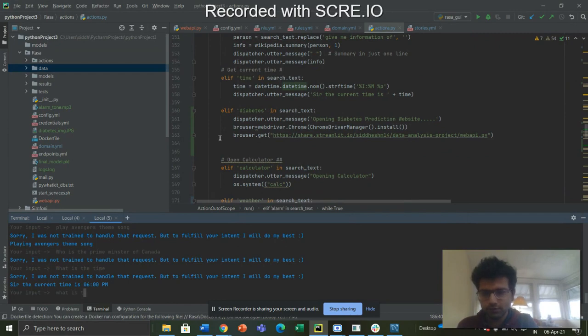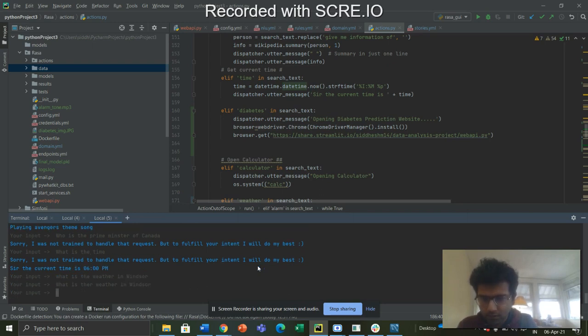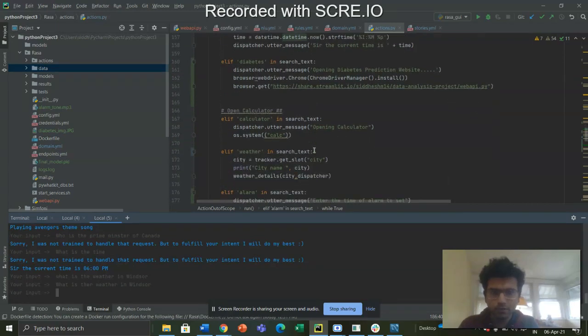Then if he wants to know the detail of weather, if a user says what is the weather in Windsor, then the bot will perform a web scraping. Oops. Okay, maybe weather.